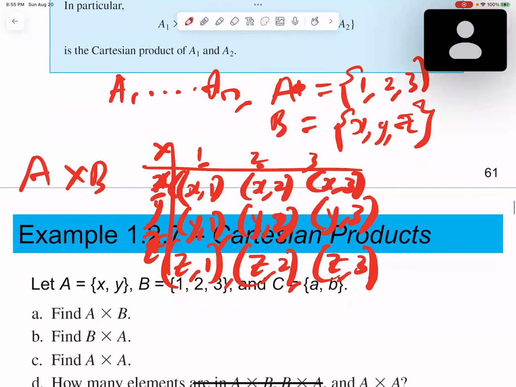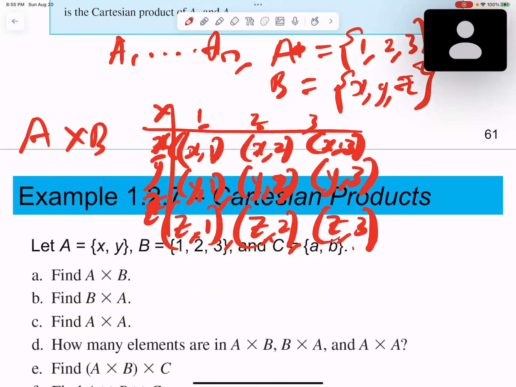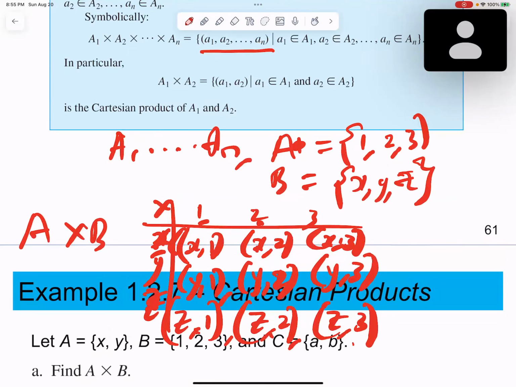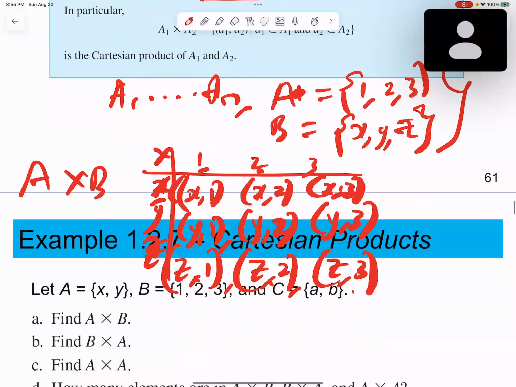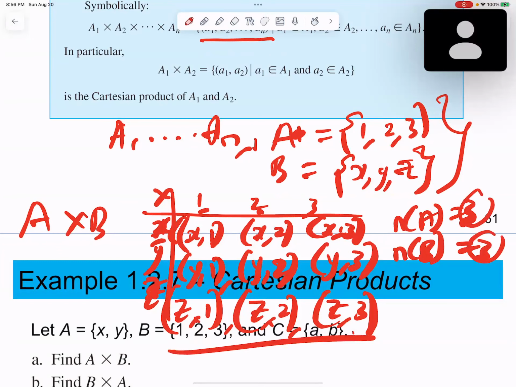If you count everything here, you have 6, 9. 1, 2, 3, 4, 5, 6, 7, 8, 9. And the Cartesian product that is derived from set A and B, we have 9 elements. The number of elements of A is 3. The number of elements of B is also 3. 3 times 3 will give you 9. Okay.